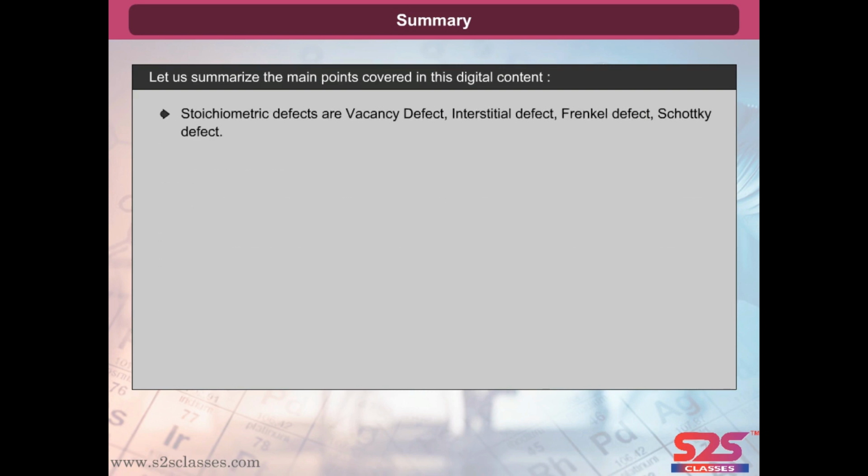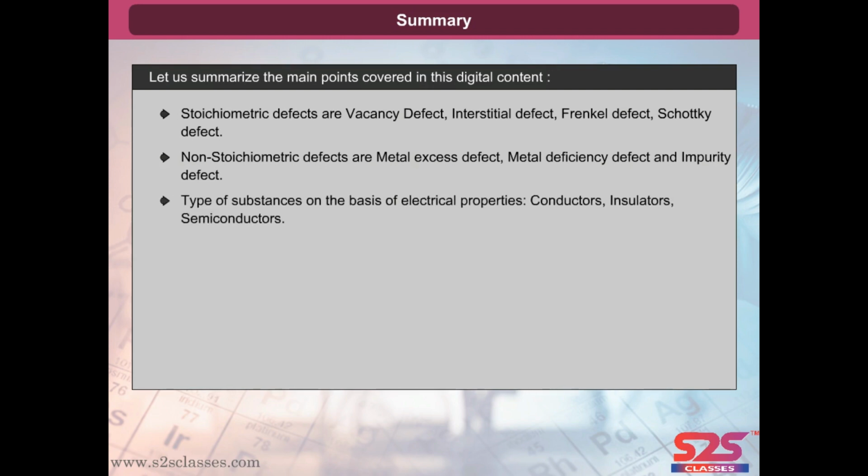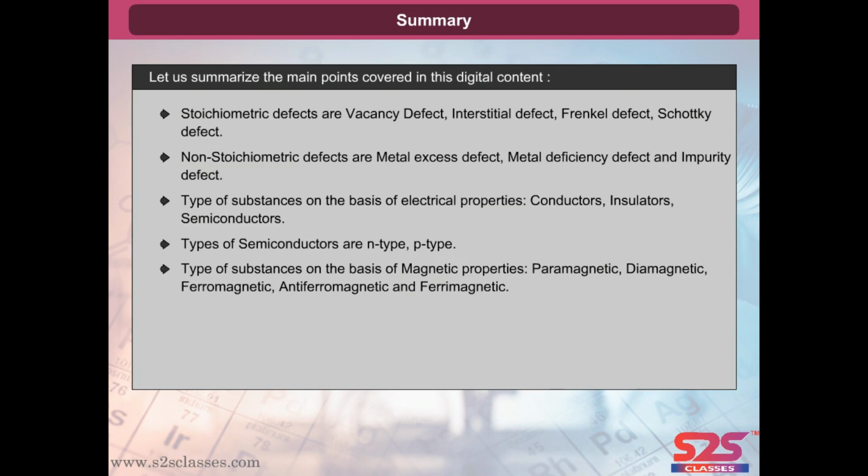Stoichiometric defects are vacancy defect, interstitial defect, Frenkel defect, and Schottky defect. Non-stoichiometric defects are metal excess defect, metal deficiency defect, and impurity defect. Types of substances on the basis of electrical properties: conductors, insulators, semiconductors. Types of semiconductors are N-type and P-type. Types of substances on the basis of magnetic properties: paramagnetic, diamagnetic, ferromagnetic, antiferromagnetic, and ferrimagnetic.